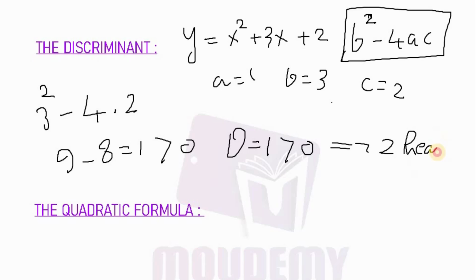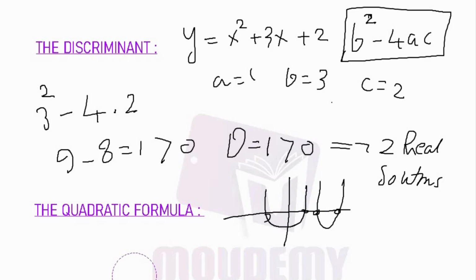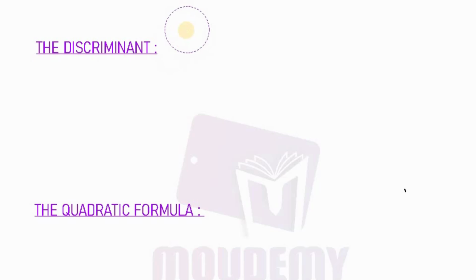So our discriminant is equal to 1, which is bigger than 0, which means that we have two real solutions or two real roots, which means that our graph intersects the x-axis at 2 points, like this or this. You can see 2 points. Now let's take another example.